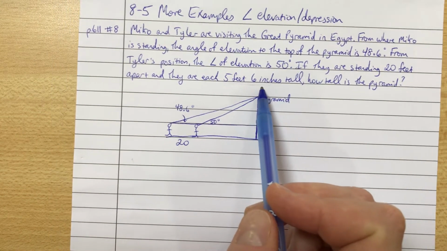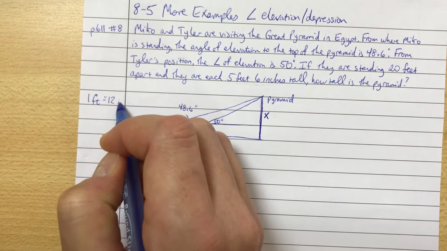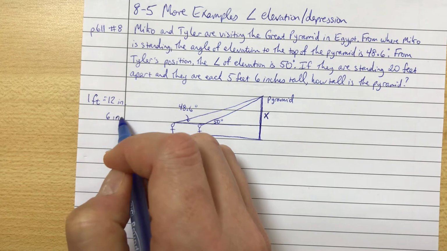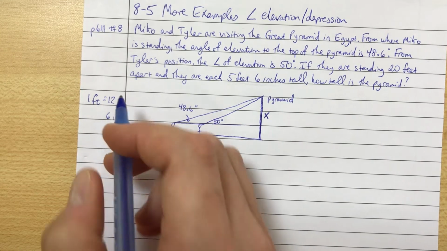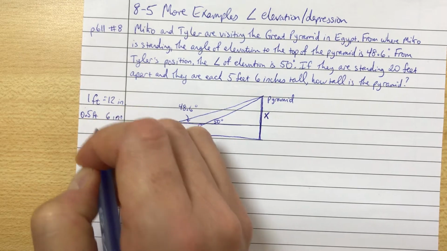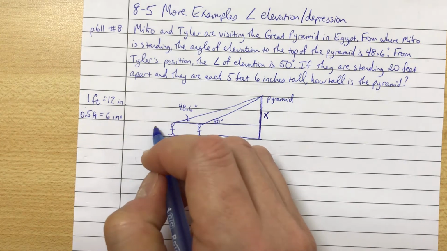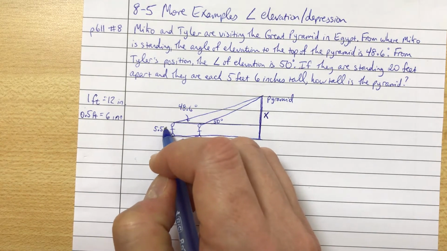Now 6 inches, we know that 1 foot is equal to 12 inches. So that means that 6 inches is half a foot. It's half of 12. So I'm going to say that's 0.5 feet. That's important to know, that conversion, because the height of both of these people is 5.5 feet.